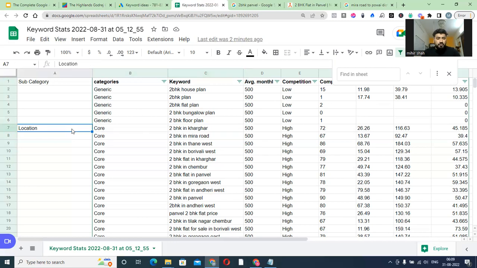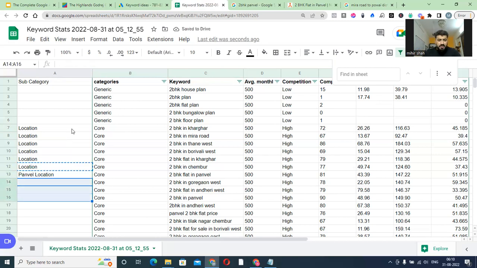Because that's in my backend, in my psychology, the location is my thing. Correct? So moving on. Most of these, if you see, are going to be location. However, whenever it's Panvel, I am going to put it under Panvel location, but keep it slightly separate. Andheri, again Panvel location, because somebody here is looking for Panvel and I'm going to show them Panvel. Right.